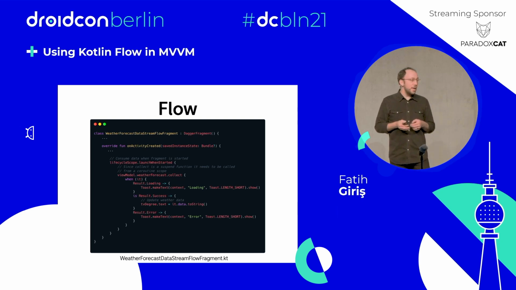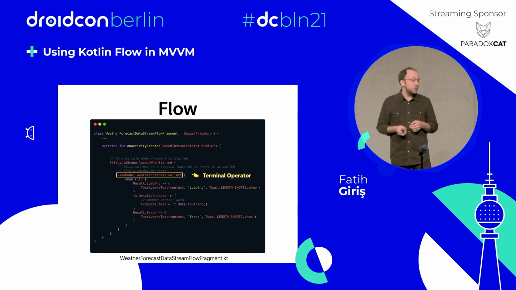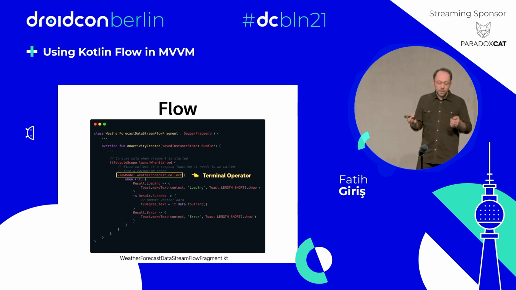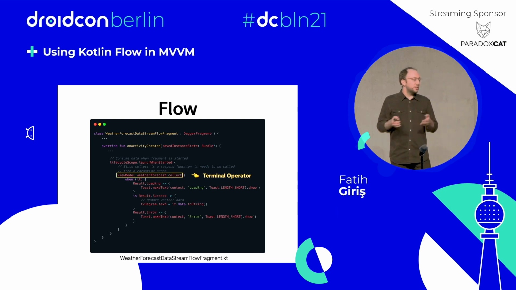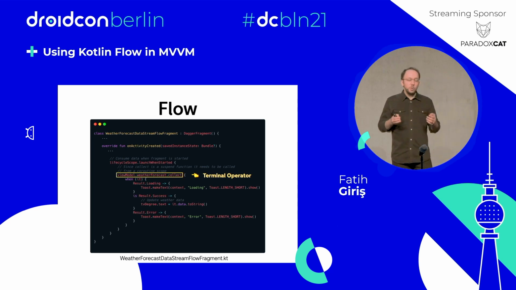So Flow has operators called terminal operators, which start the collection of the Flow. So obviously we have a collect terminal operator. We can use it, but it's a suspend function, so it needs to be called from a coroutine scope. So now we're going to be thinking, which coroutine scope should I use? What is the right one?